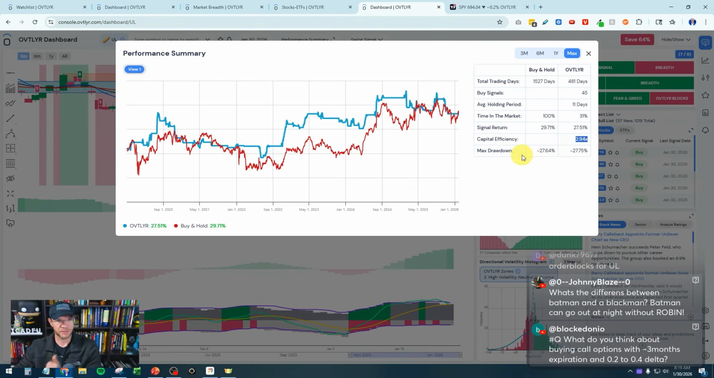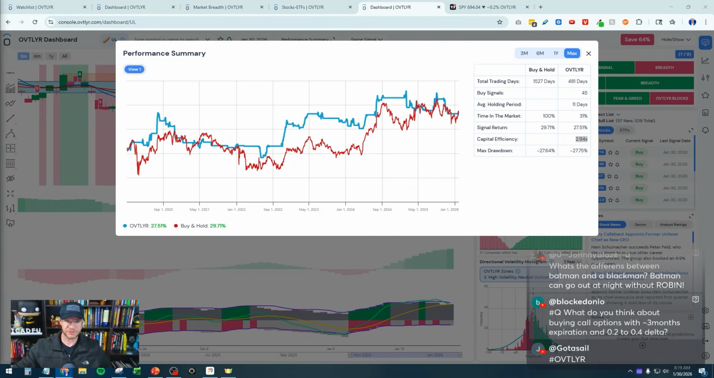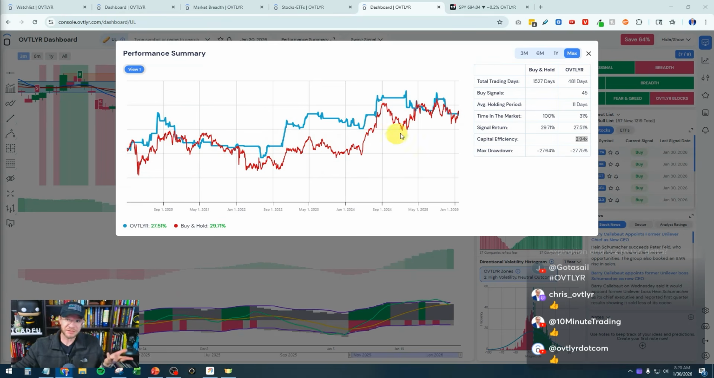Isn't that cool? Put a thumbs up in the chat if that makes sense to you. Here, I'll even do it. Put a thumbs up in the chat if that makes sense to you. That's what capital efficiency means. And that's actually a really perfect example of how it can end nearly at the same point, but your capital efficiency can be almost 3 times as much.